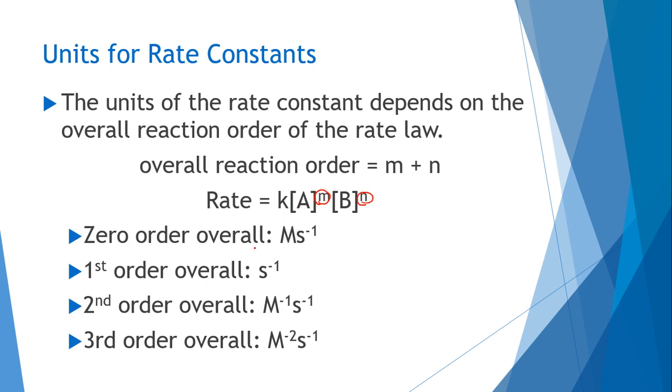For a zero order overall, your unit is molarity times second to the negative first, which can also be written as molarity per second, since a -1 means per second. First order overall is second to the negative first, or you can rewrite it as 1 over seconds. Second order overall is M to the -1, s to the -1, and third order is M to the -2, s to the -1. Again, you can rewrite all of these as well.